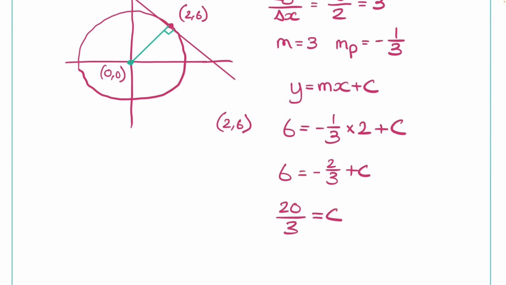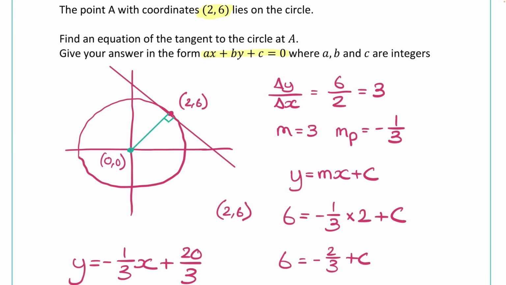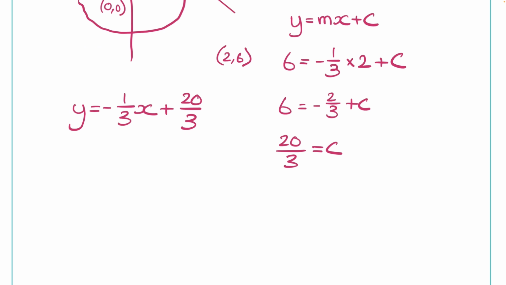Okay, so I can put all the pieces into my equation of the line. So y equals minus a third x plus c. C is equal to 20/3. So replace that c with 20/3. And there we go. There is the equation of the line. Now it wanted it in a different form. ax plus by plus c equals 0, where a, b and c are integers. Now right now we have fractions involved. However, they are both fractions that have a 3 on the denominator.